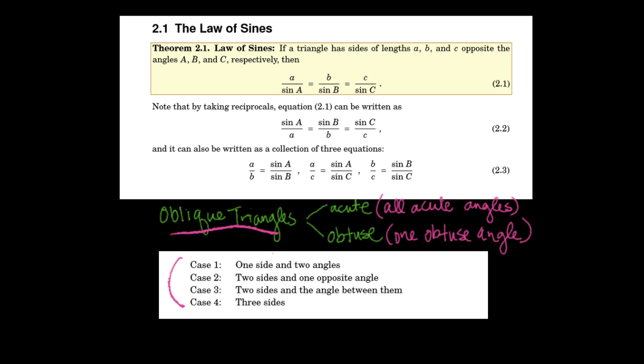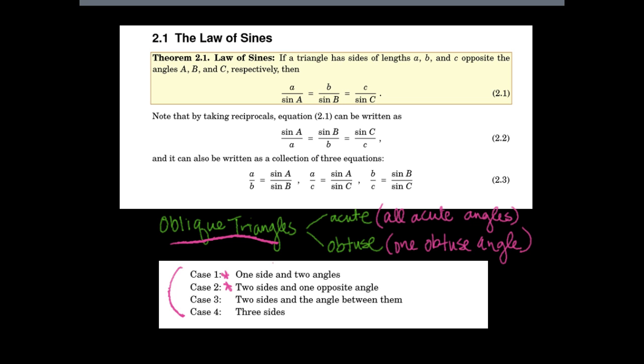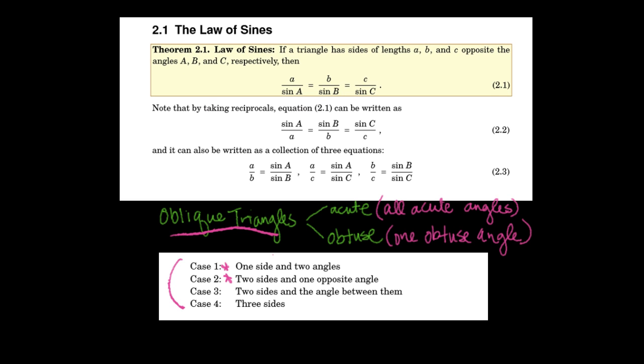So what we're going to look at today is case 1 and case 2, when you have one side that's given in a triangle and two angles, or two sides and the opposite angle. This will make more sense, the law of sines, once I draw a triangle, and this can be any general triangle. Just like what we were doing before, you have a triangle with angles A, B, and C. The side that's opposite angle A is little a, the side that's opposite angle C is little c, and the side that's opposite angle B is little b. So we're going to be using that.